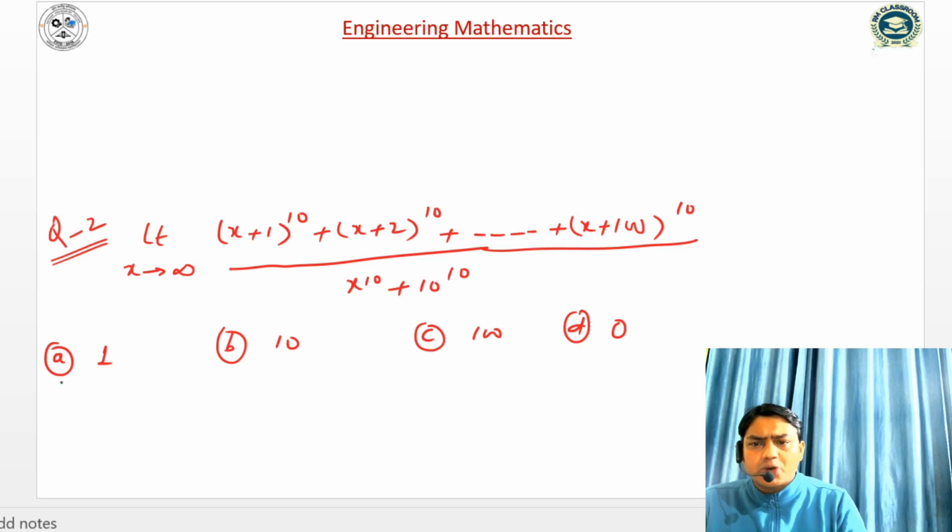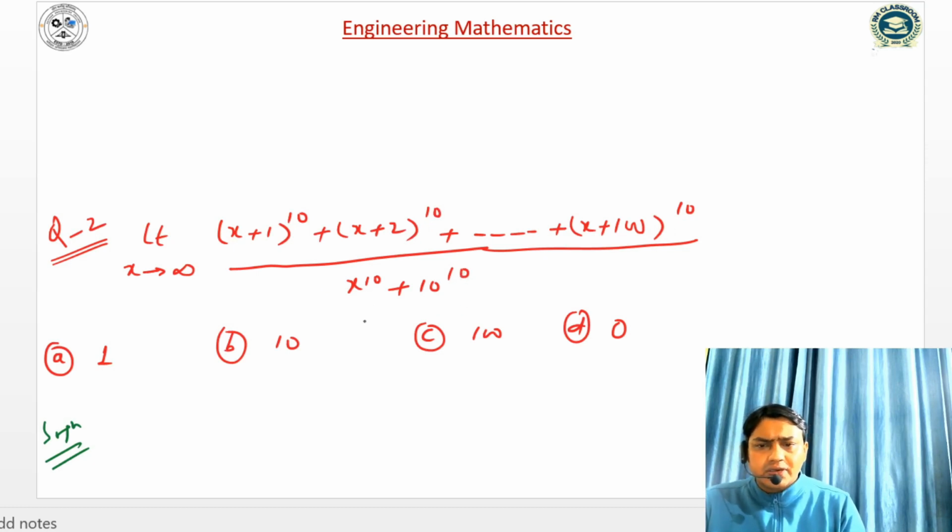Let us take another problem. Limit x tends to infinity, (x plus 1) to the power 10 plus (x plus 2) to the power 10, and so on and so forth, plus (x plus 100) to the power 10, divided by x to the power 10 plus 10 to the power 10.